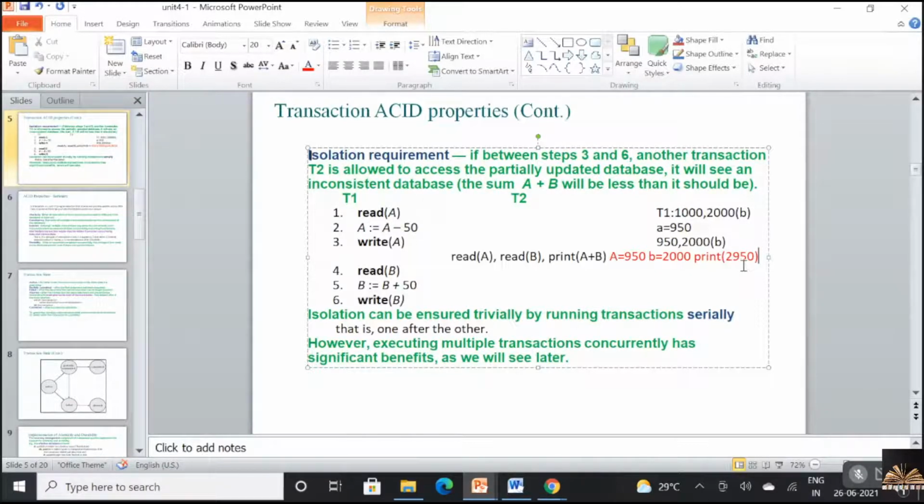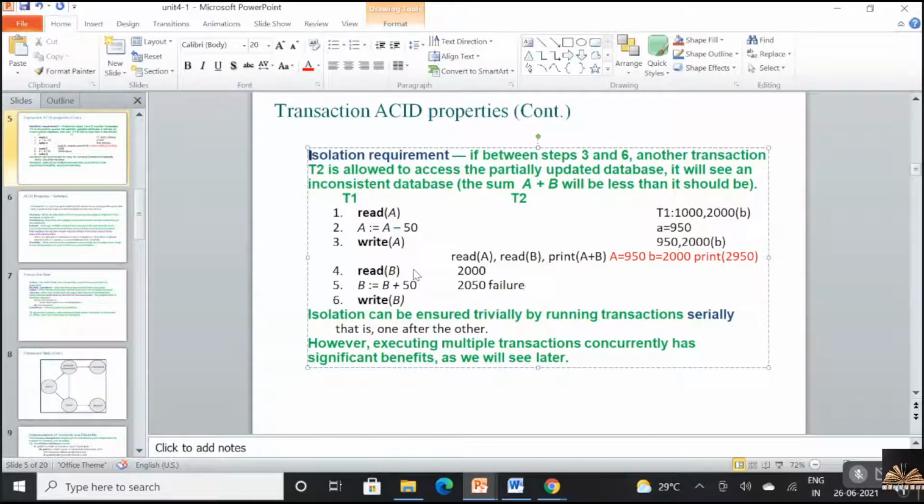So T2 successfully executed. Now I'm going back to T1. Now what is T1 doing? Reading the value of B, which is nothing but 2000. Then B is equal to B plus 50, 2050. And here there is a failure. There is a power failure.